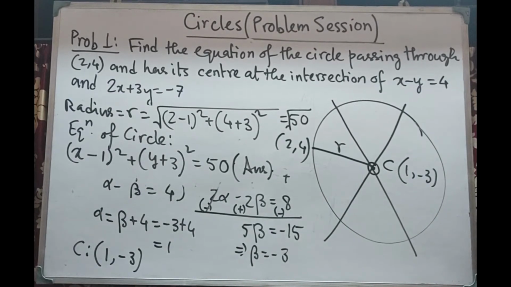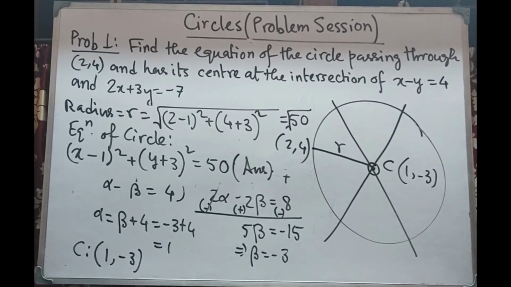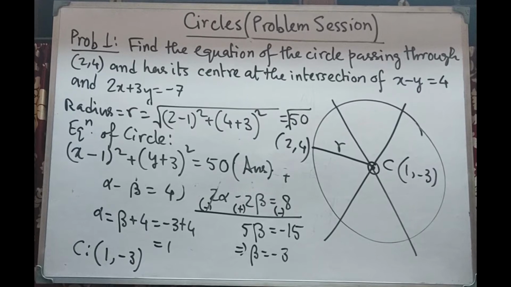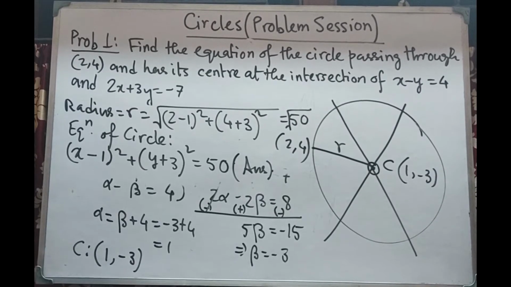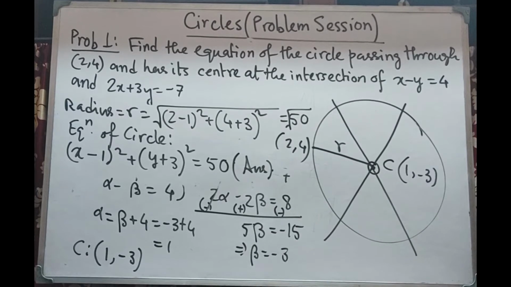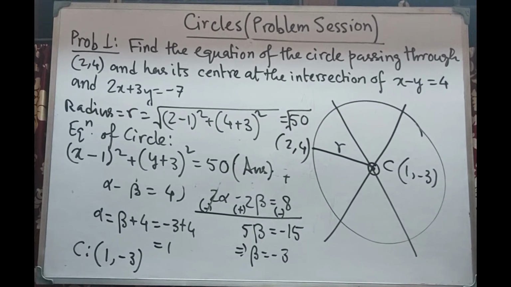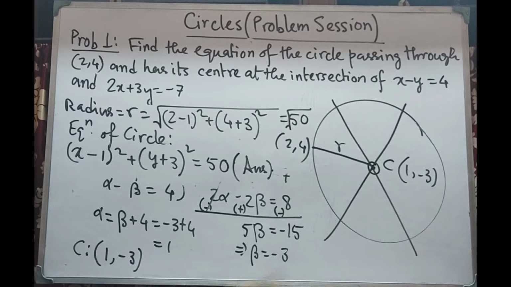So whenever the point is given on the circumference of the circle, like if the circle is passing through the point, then you need to find the center of the circle anyhow. By any given information, your aim will be to find the center of the circle so that you can find the radius, and from that you can find the equation of the circle. So let us come to the next problem.